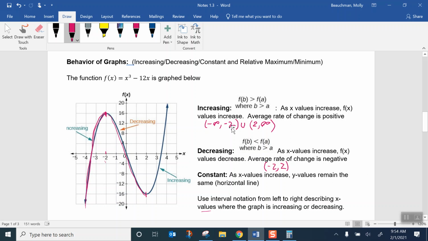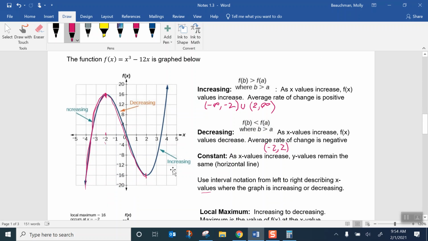So when you're describing increasing and decreasing, when you're at, this is called a local maximum, this is a local minimum, your graph is neither increasing or decreasing. So again, you use an open interval. It's not in this particular graph, but you can also have a constant rate of change. As x values increase, y values remain the same. So your graph would be neither increasing or decreasing. It would be a horizontal line, which would be constant.